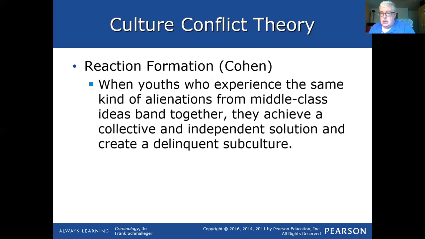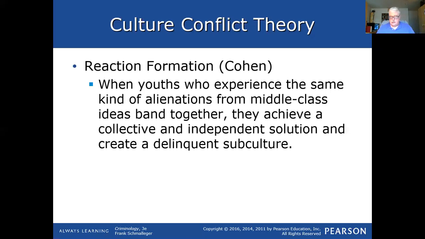Okay, it's just another explanation, the same thing we basically just covered. When youths experience the same kind of alienation from middle class ideas, they band together, achieve a collective and independent solution, and create a delinquent subculture. So this might be the formation of a gang within a community. And notice in the third edition of the book, let me just make sure, see if it's in the second edition as well.